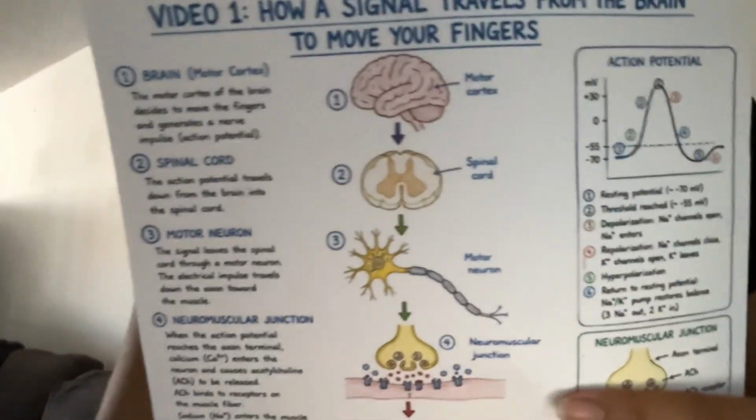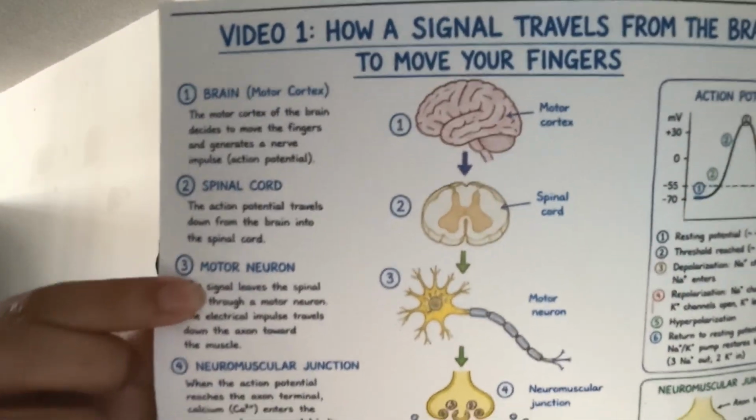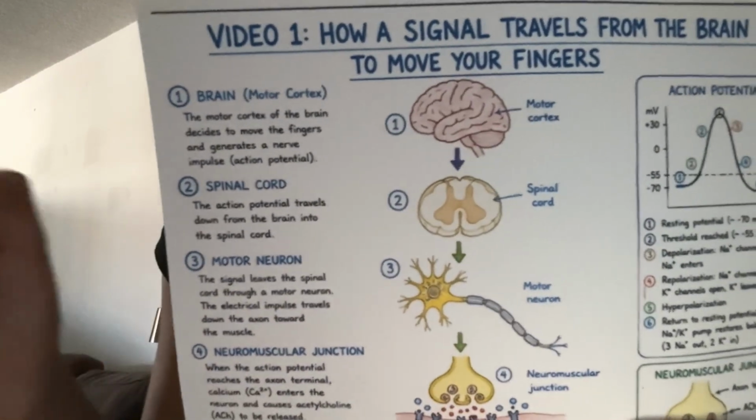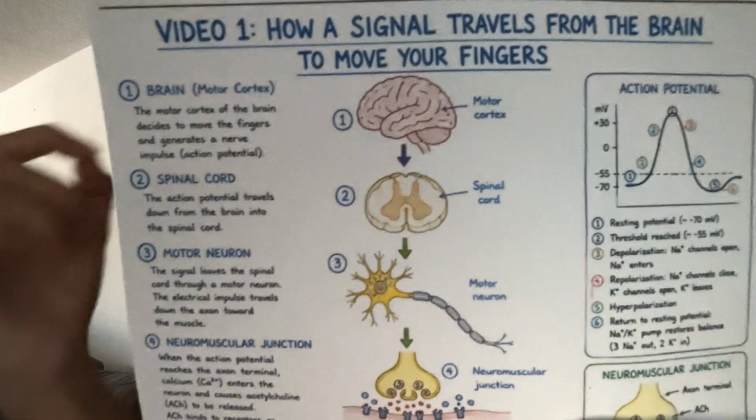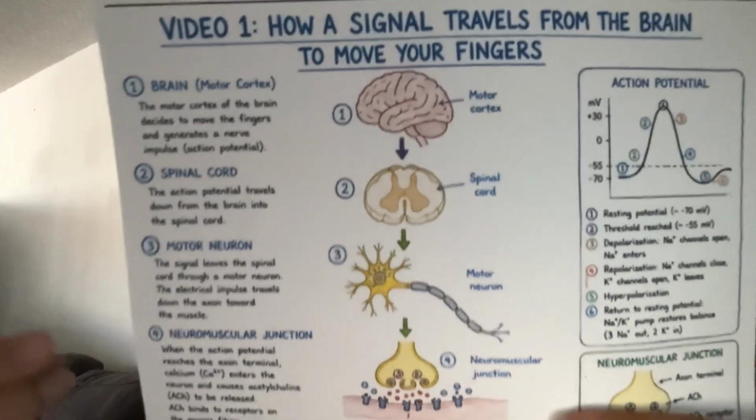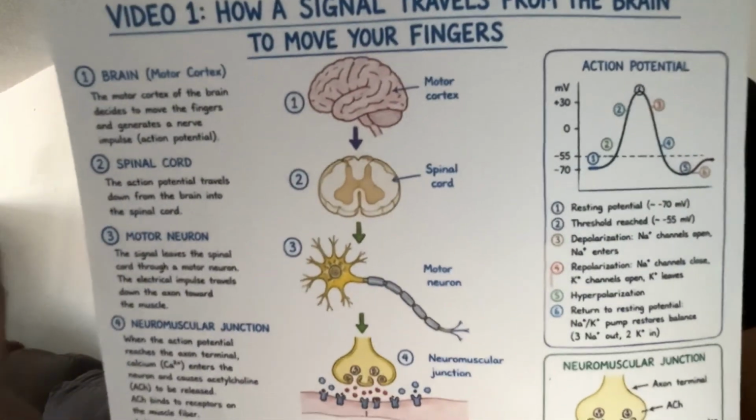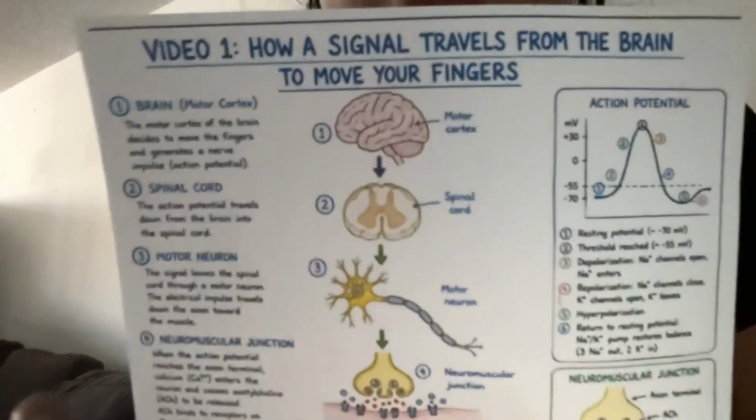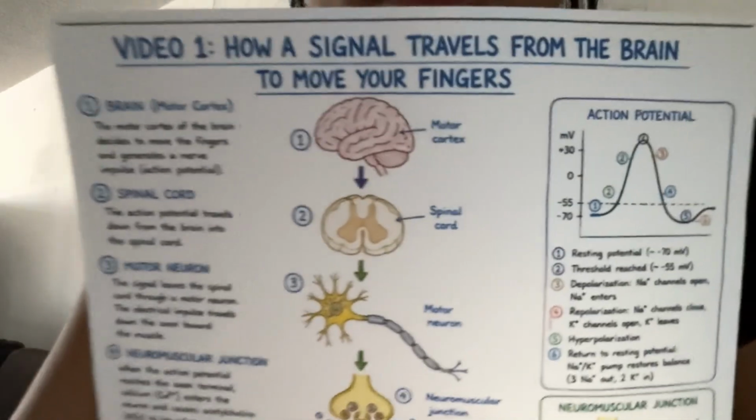Then we have the motor neuron. From the spinal cord, the signal leaves through the motor neuron, which is a part of the peripheral nervous system. The electrical impulses travel down the axon of the motor neuron until it has reached the muscle.